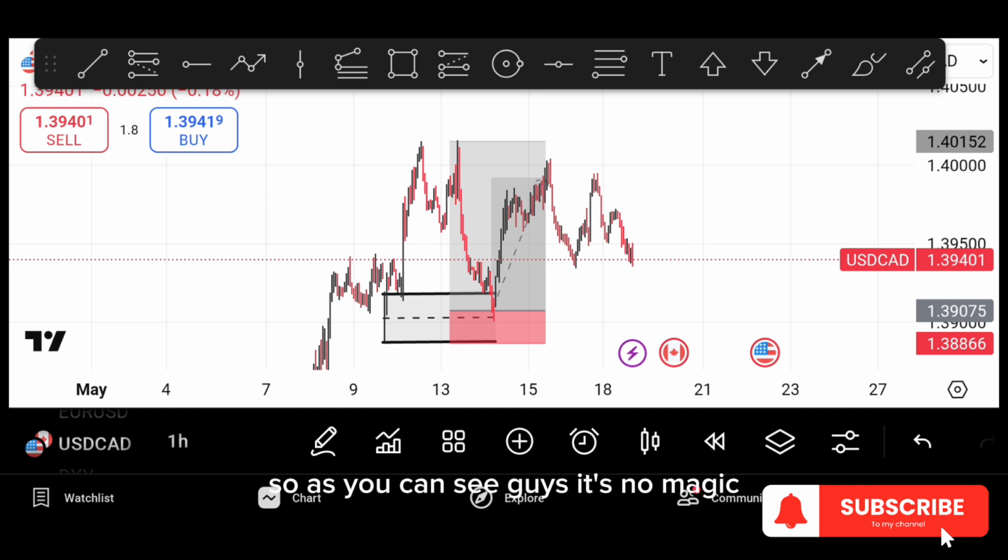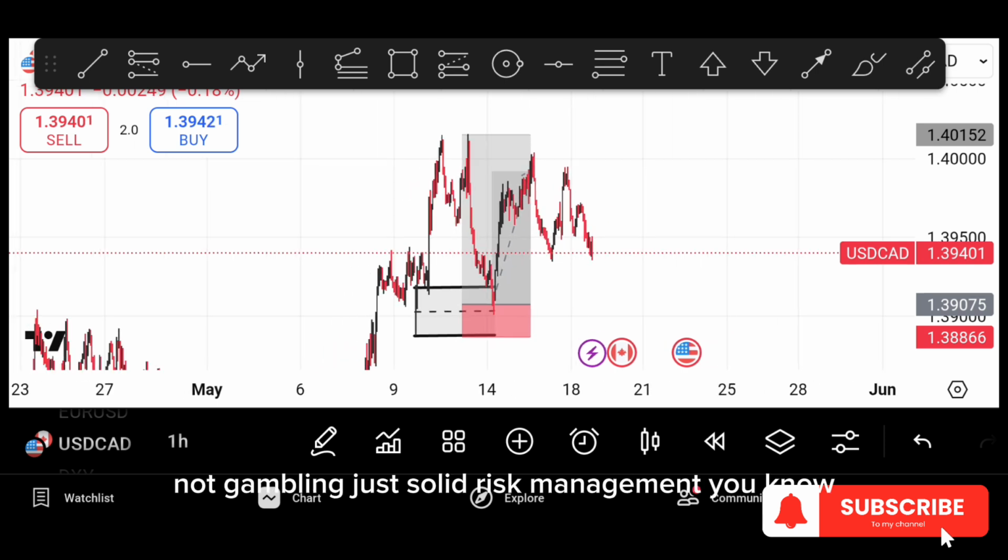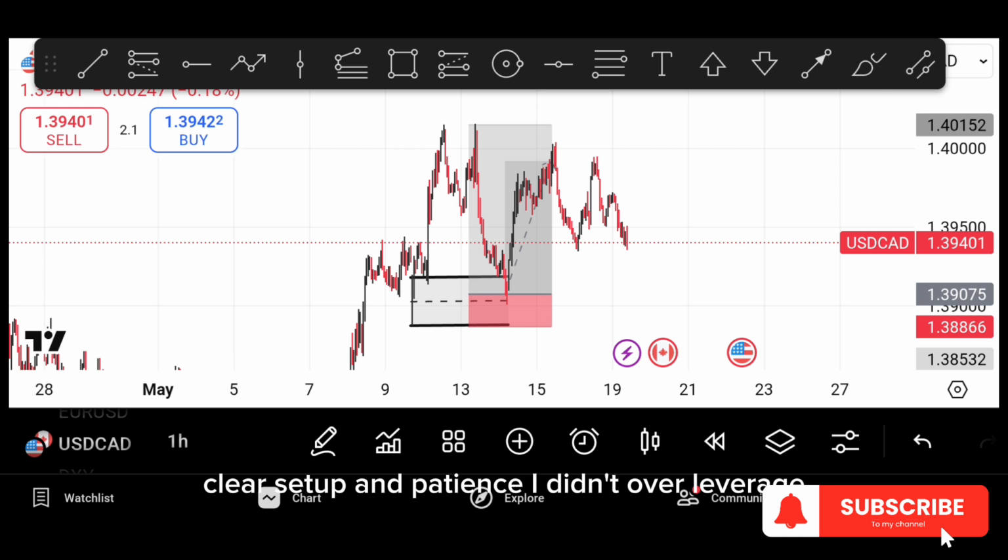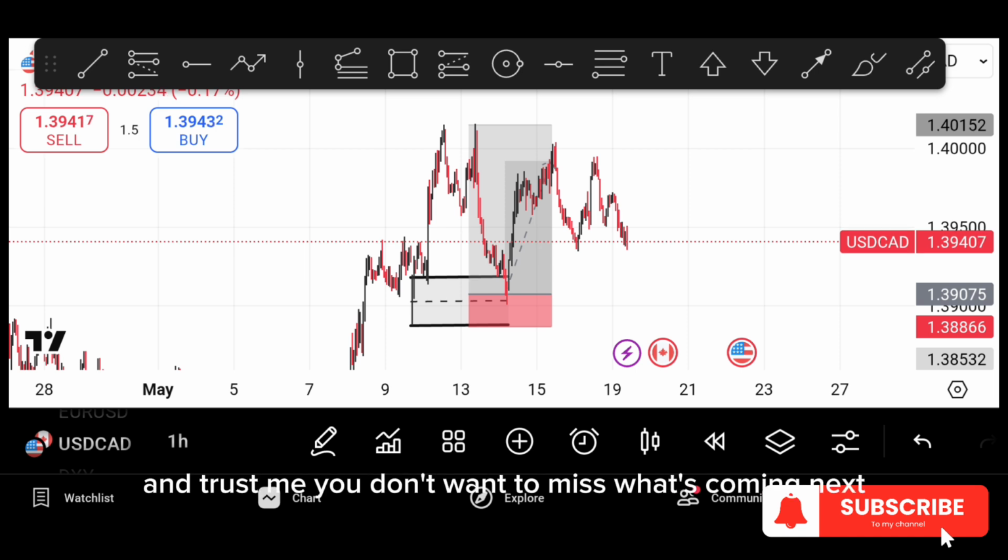So as you can see, guys, it's no magic, not gambling, just solid risk management, a clear setup and patience. I didn't overleverage, I didn't chase trades, I just followed the plan. This is just the beginning of my journey to get fully funded, guys, and I'll be taking you along every step of the way, the wins, the lessons, and everything in between. So make sure you stay locked in. Keep following the channel for updates, guys. And trust me, you don't want to miss what's coming next.